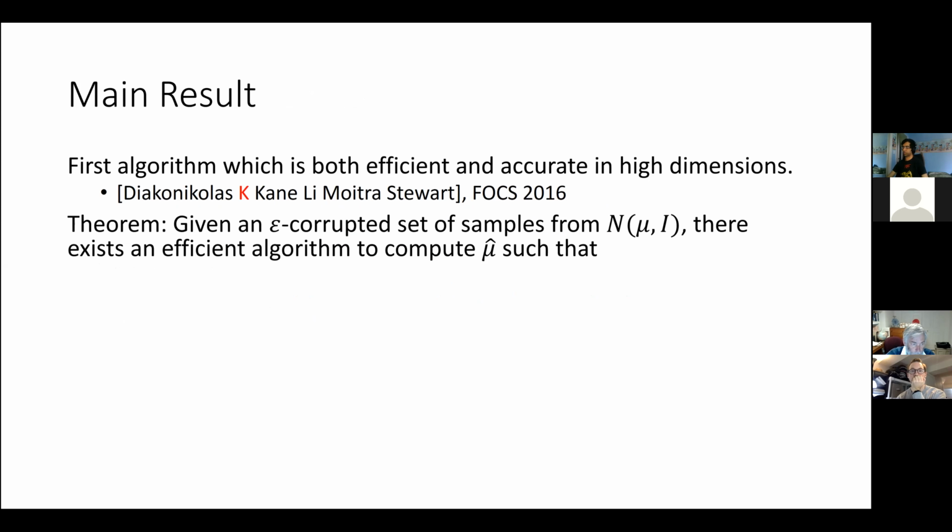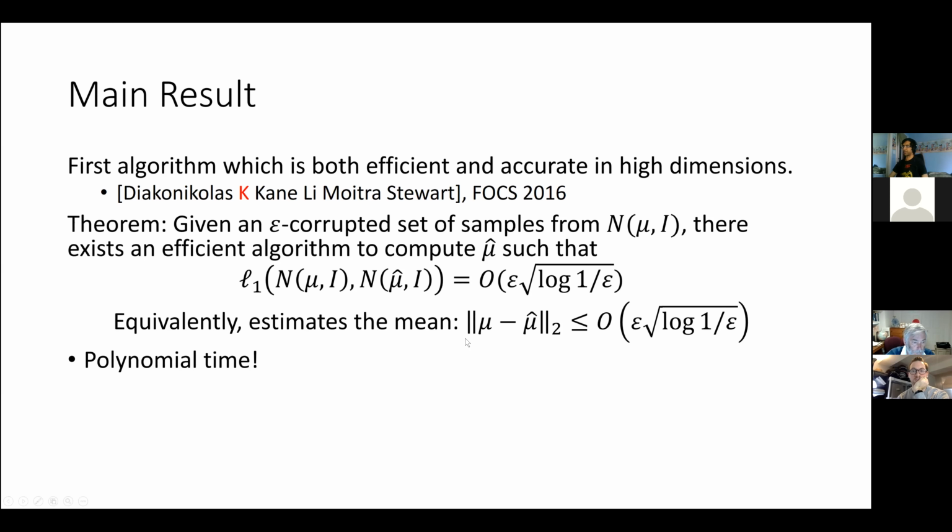Here's the form of the most basic theorem we have in the paper. Given an epsilon-corrupted set of samples from a Gaussian with unknown mean and known covariance, there exists an efficient algorithm to compute a proxy for the mean, such that we have the following guarantee. The L1 distance between the true Gaussian and a Gaussian with this proxy for the mean is going to be O of epsilon times square root log 1 over epsilon. Note that this is pretty much what we were looking for, up to the square root log 1 over epsilon factor. The main thing is that it's dimension independent. And also, this runs in polynomial time.